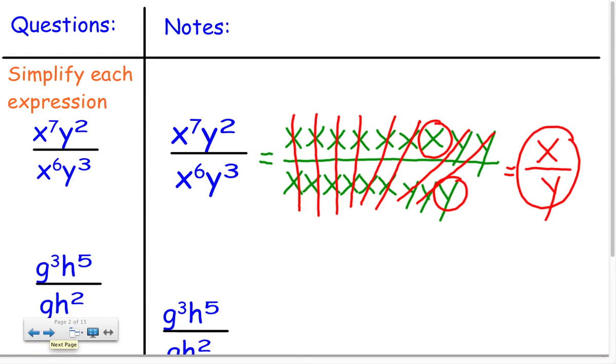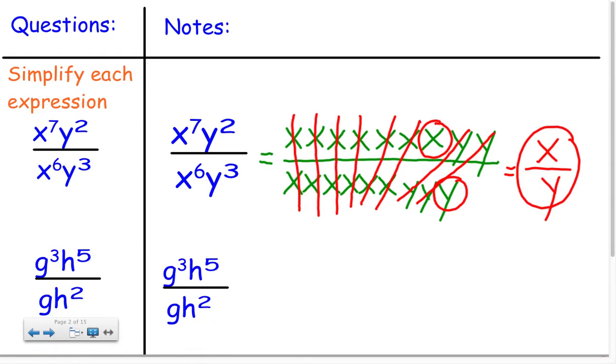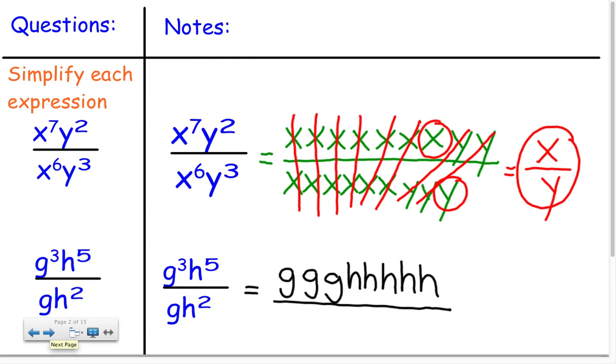Second example is g cubed h to the 5th divided by g h squared. So I'll do the exact same thing. G to the 3rd is g times g times g. H to the 5th is 5 h's. Divided by g, which is the same as g to the 1st. That 2 goes only with the h, so don't write it twice. And then 2 h's. And then again, just like the top, I'll cancel.